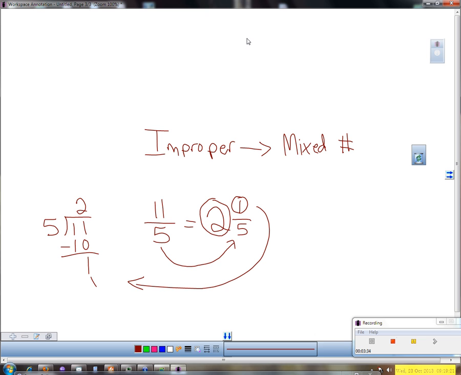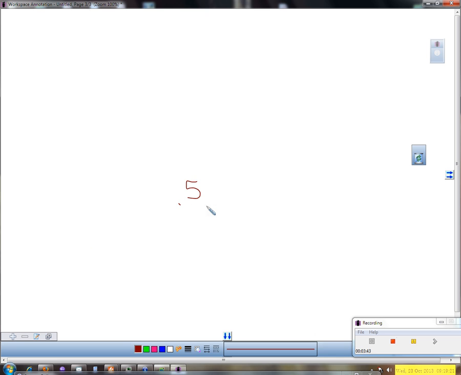So let's do another sample problem. 5/4. We're going to divide 4 into 5. Make this into a division problem. 4 will go into 5 one time. That 1 becomes your whole number. To figure out your fraction, we need to find the remainder. Our remainder is 1, so the remainder becomes the numerator, and the denominator stays the same. So 5/4 is equal to 1 1/4.